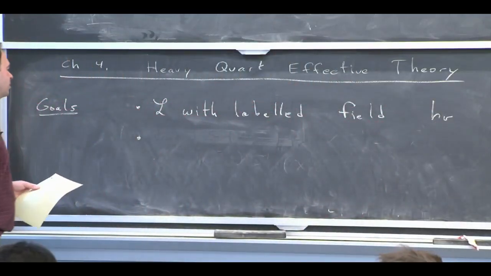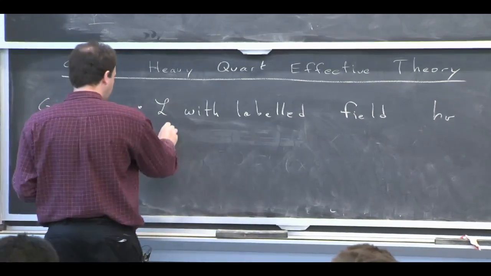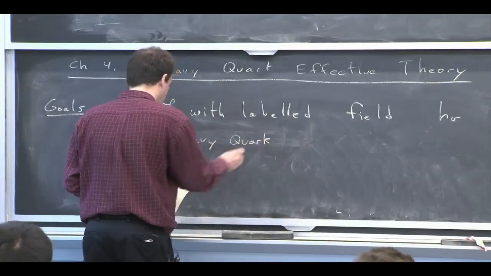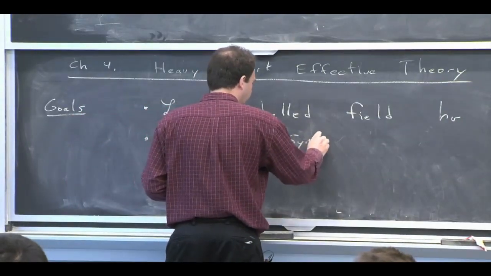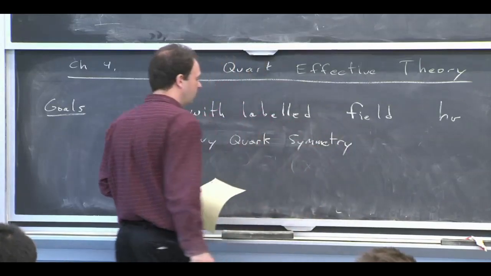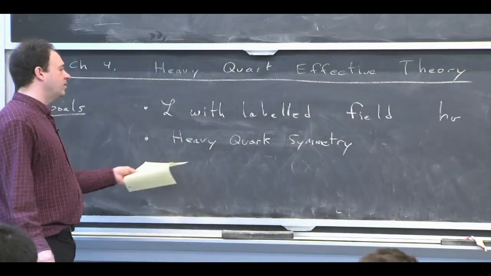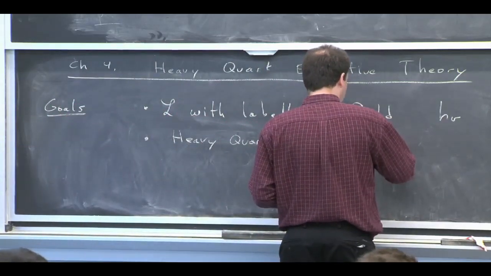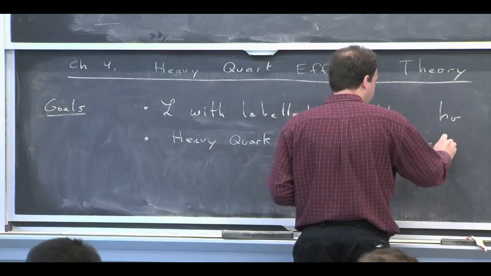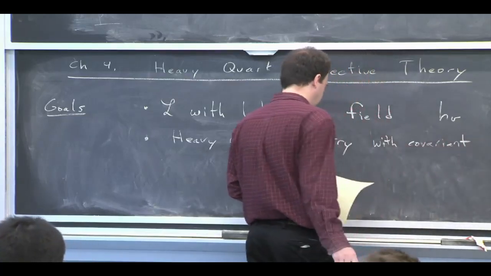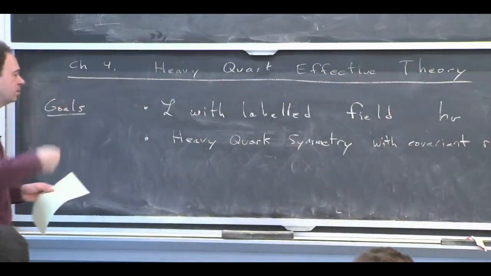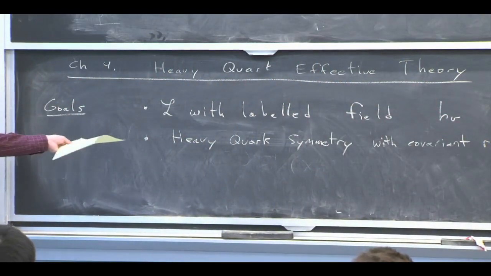We will find out what it means to take a Lagrangian that has labeled fields. We'll spend a little bit of time on symmetry because in this heavy quark effective theory, there's actually something called heavy quark symmetry, which is not apparent in QCD, but becomes apparent in this theory. And there's a trick known as using covariant representations in order to encode symmetry predictions. And it's a very powerful thing that's not special to this theory, but you could use it in general, and I want to teach it to you.